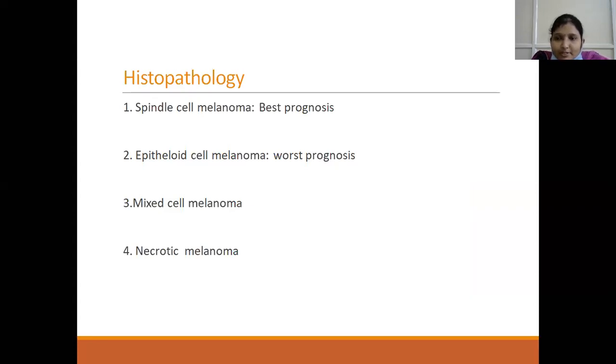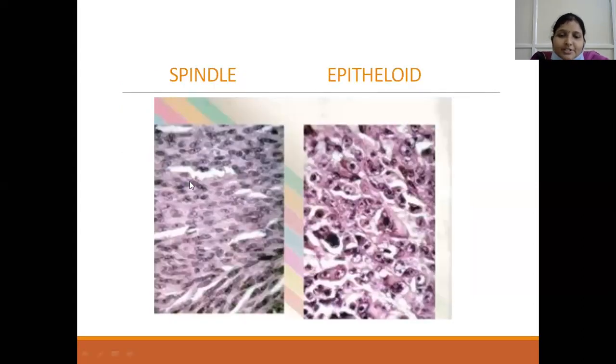Histopathologically, there are four types: spindle cell melanoma, epithelioid cell melanoma, mixed cell melanoma and necrotic melanoma. So what is spindle cell melanoma? Here we see spindle shaped cells and it accounts for about 45% of the cases. And spindle cell melanoma has the best prognosis. Next type is epithelioid cell melanoma. Here the cells are large with round and a large nucleus with abundant eosinophilic cytoplasm. So epithelioid melanoma has the worst prognosis, but it causes only 5% of the tumors.